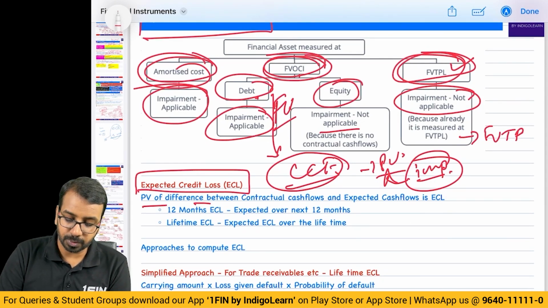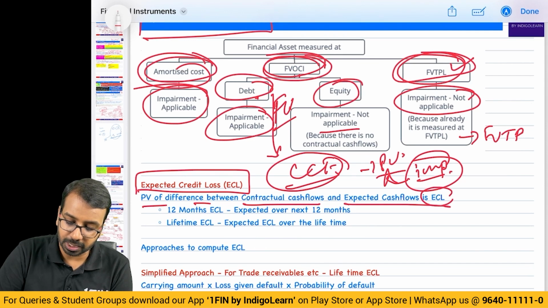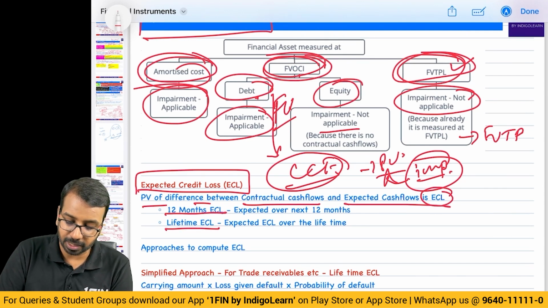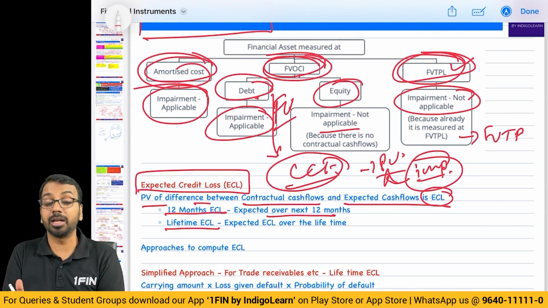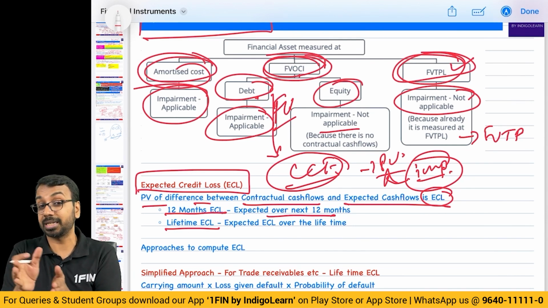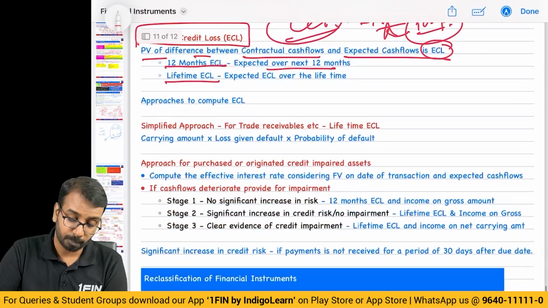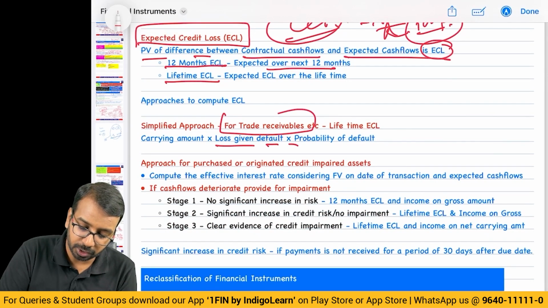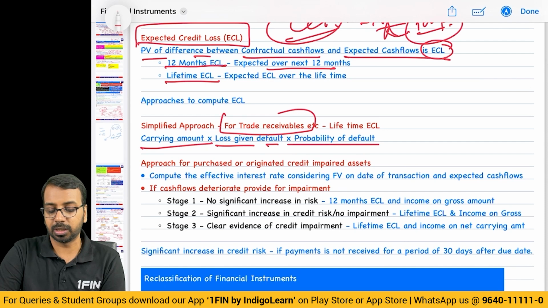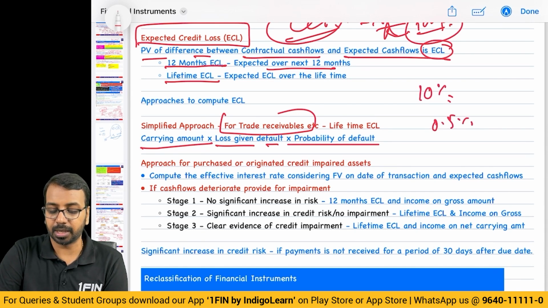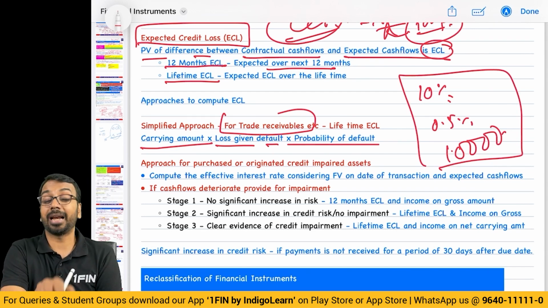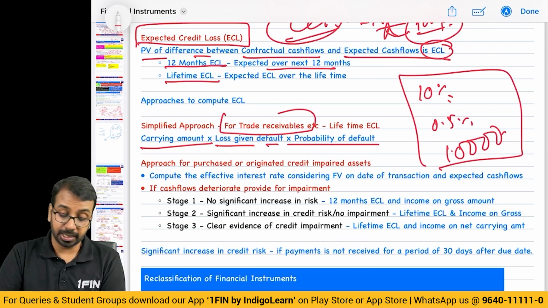Present value of the difference between the contractual cash flow and expected cash flow is the expected credit loss, and we compute two things, 12 months and lifetime expected credit loss, and depending on the various categories of asset, we book the losses. Now, for trade receivables, we will directly take the loss given default into probability of default into carrying amount. So, they will give you some percentage. There is a 10% probability of default. Default is 0.5%. Multiply that with the carrying amount of 10,000 and you will book the loss. There is one standard question. Please revise that question for the examination.